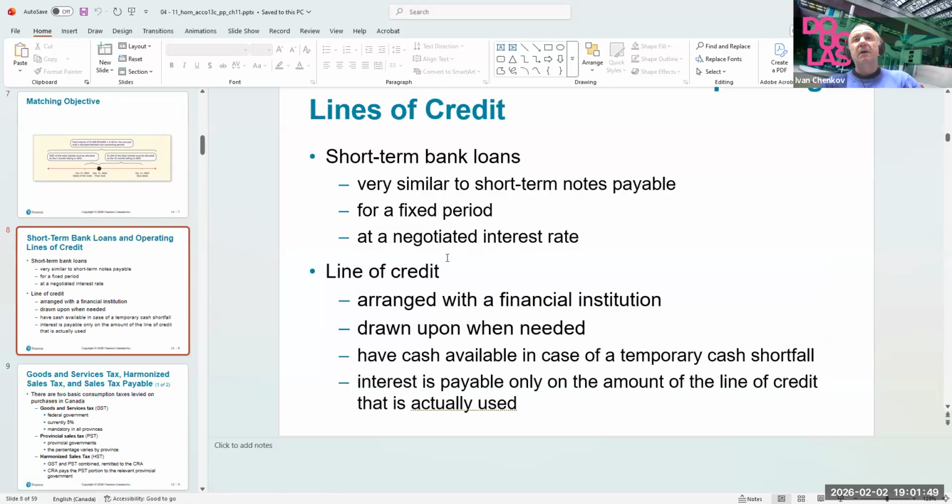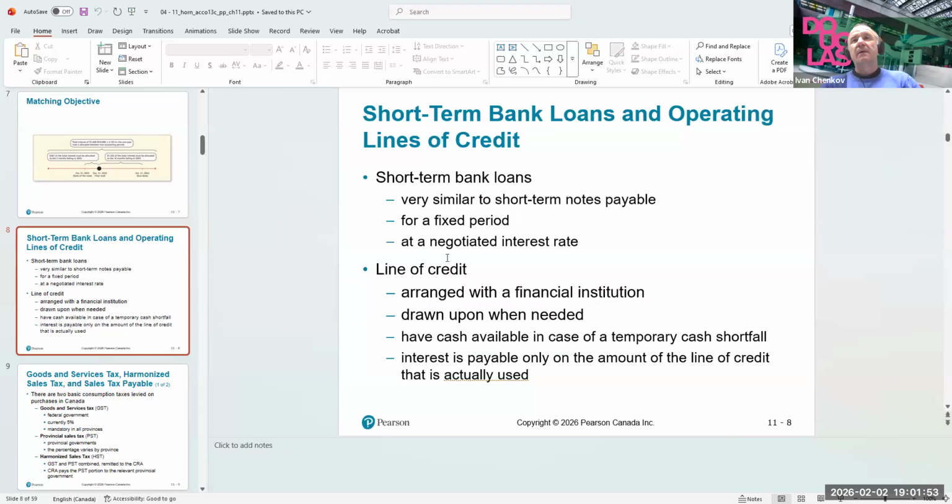So, what else do we have as a short-term liability? We have a bank loan, short-term bank loan, and line of credit. A short-term bank loan is similar to the short-term note payable, which has a fixed period, fixed principal, and negotiated interest rate. A line of credit is another thing that you can arrange with a financial institution. The financial institution gives you access to a certain amount of money, which has an upper limit. If you need money, you can borrow up to that limit. But of course, you have to pay interest for the time that you're using the money and on the principal that you take from that amount.